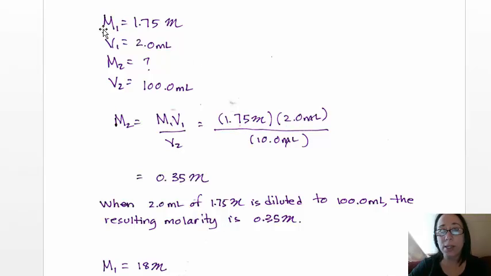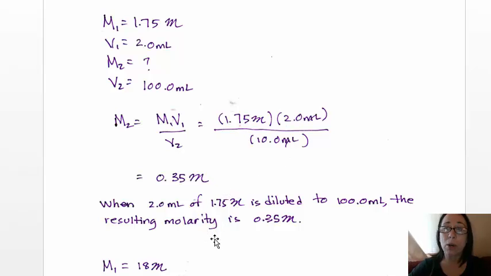Okay, again, first thing I want to do is identify what I'm given. I'm given the concentration of the stock solution, which is the more concentrated. I'm given the volume of that concentrated solution, and I'm trying to find out what the molarity of my dilute solution is when my final volume is 100 milliliters. So since we're solving for the molarity of the dilute solution, this is the equation that I use, and we can see that my volume units cancel out, so they have to be the same. And expressing my answer with 2 sig figs, I get 0.35 molarity.